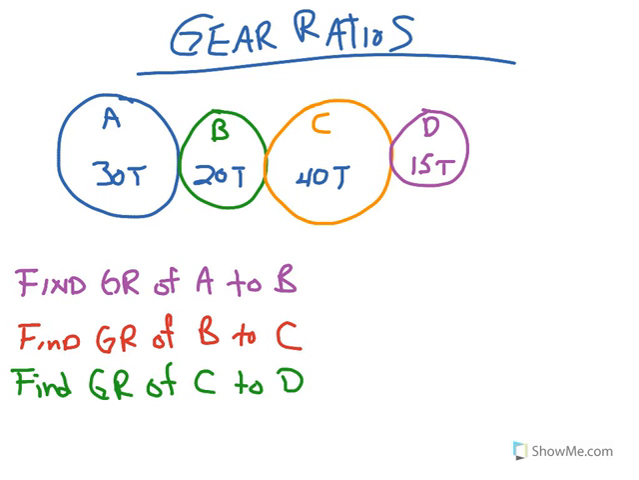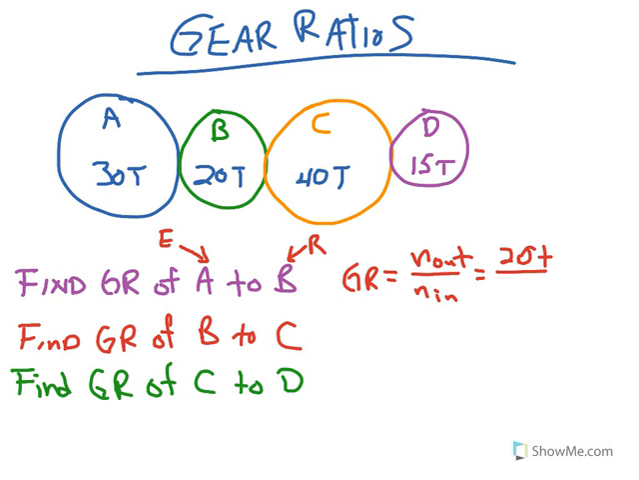Since A is first in the sentence, we're going to assume that A is the driver and that B is being driven. So this is the effort and this is the resistance. That's our assumption. So how do you find gear ratio? Well, gear ratio is the number of teeth going out divided by the number of teeth coming in. Number of teeth on the resistance, gear B, is 20. Number of teeth coming in, the effort, is 30. So that is 2 to 3 is the gear ratio, or 0.6 repeating, if you will.